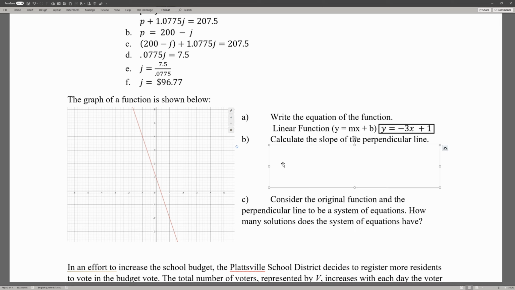So calculate the slope of the perpendicular line. What you need to do is calculate the negative reciprocal of the slope of the original line. So in this case, our slope is negative 3 in the original function. In this case, we negate it first, so that's going to be 3, and then we take the reciprocal of it. So we flip it over, so 3 can be seen as 3 over 1, and then flip it around, 1/3.